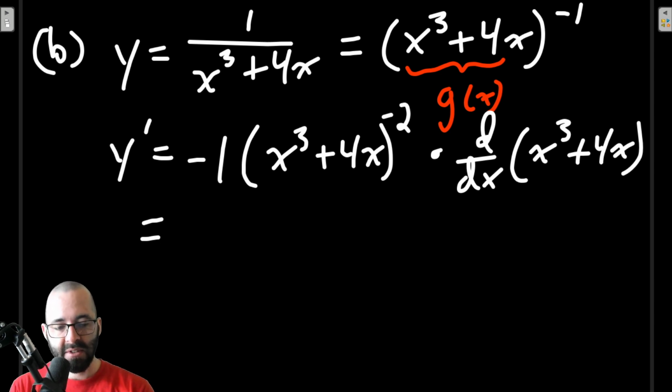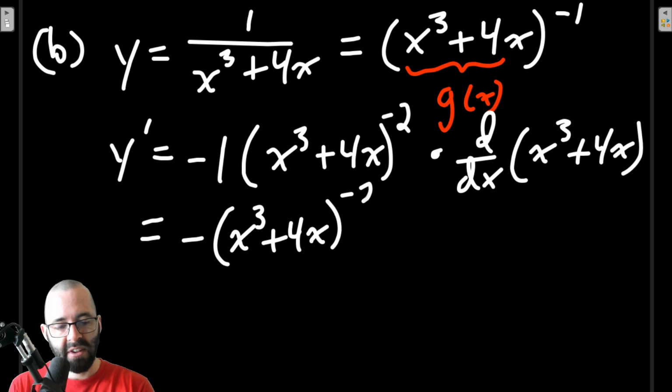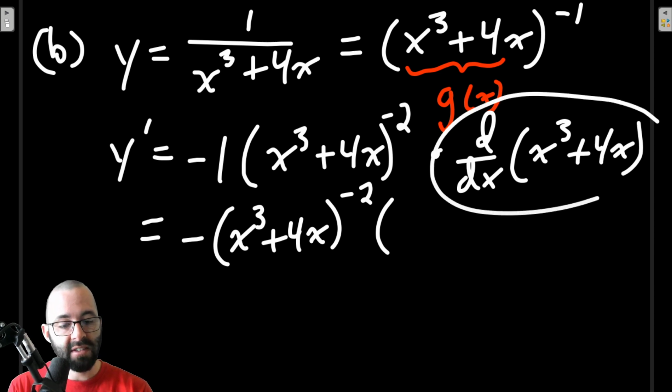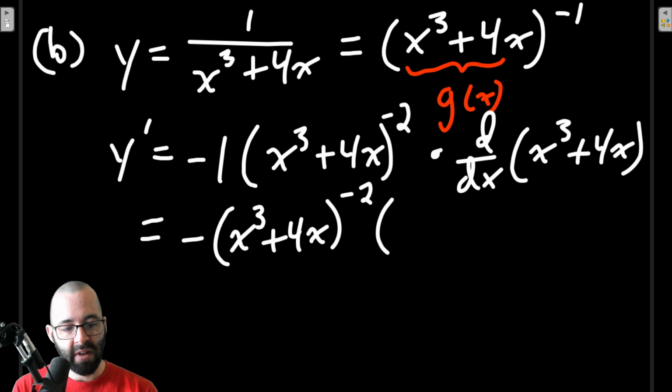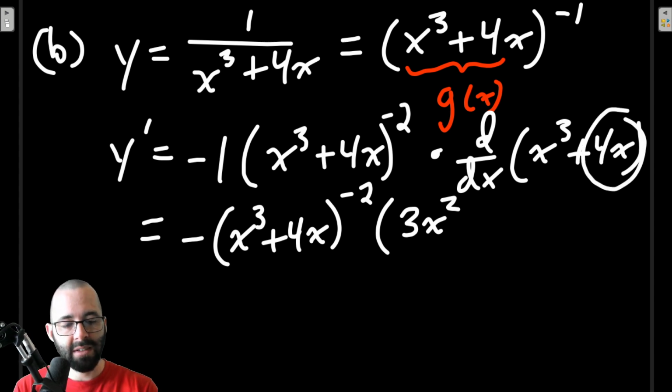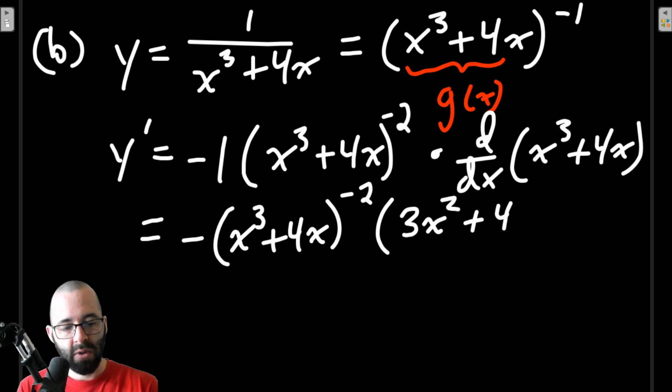So again, just like last time, this first thing's going to stay the same. We don't need to write the 1 part, so I'll just write negative x cubed plus 4x raised to the negative second power. And then multiply. Remember your parentheses here. This whole thing's getting multiplied. So this parenthesis is super important. And then we'll take the derivative of x cubed, which is 3x squared. We'll take the derivative of 4x. 4x is a line. What is the slope of this line? Slope is mx. The slope is m. 4x, the slope of that is just 4.